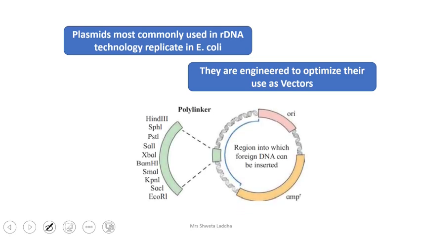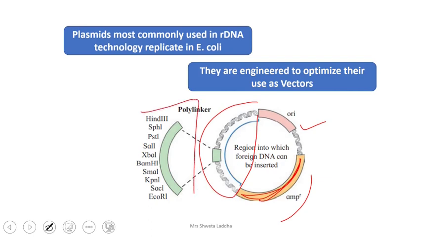So this diagram I've taken from your textbook. If you see carefully, this is AmpR. AmpR means this region is providing resistance to the antibiotic ampicillin. This is the region of origin of replication, and this is the region where we are putting this foreign DNA. We are inserting this foreign DNA.